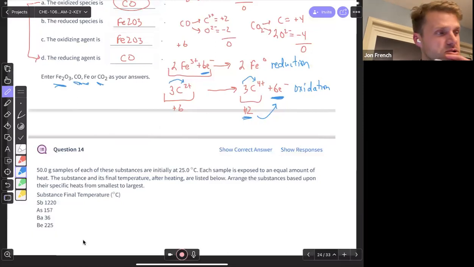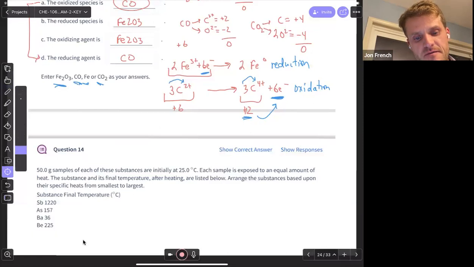All right. Question 14 here, before we get too late into the night. All right, we got a 50-gram sample of each. They're heated. They're at 25 degrees. They're exposed to the same amount of heat.